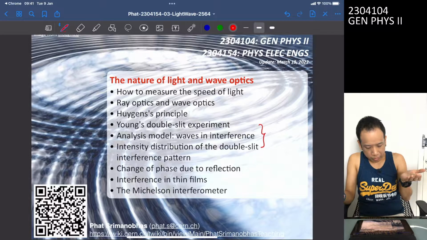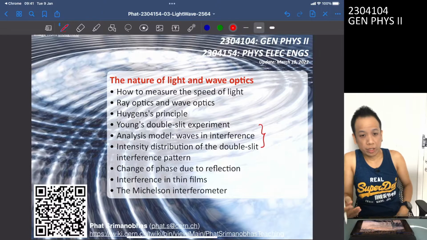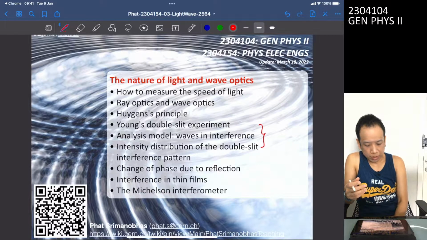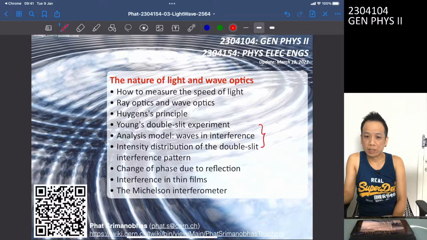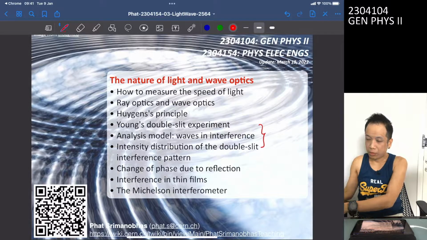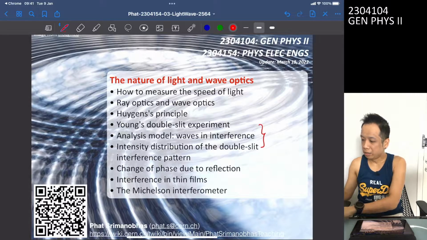And then for the second video, we're going to talk about the change of phase due to reflection, interference in thin films, and the Michelson interferometer. Since the topics include reflection, maybe I need to review a bit about reflection and diffraction, which you have learned before in high school. Okay, so let's start.